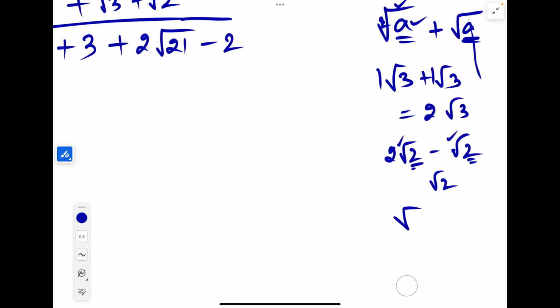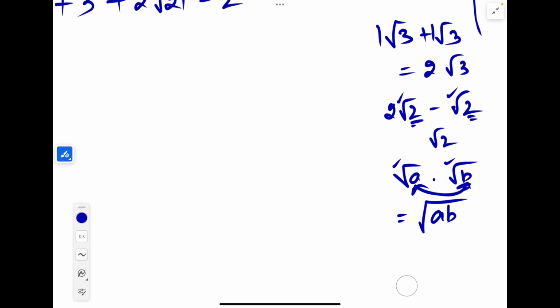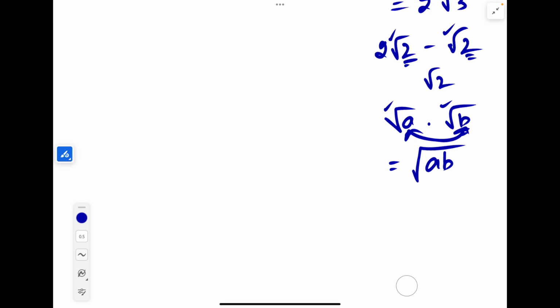Whereas when you multiply two radicals, say for example root a and root b, if you observe, the index is the same, both are square roots, but here the radicand is a and here the radicand is b. Whenever you multiply, the index should be the same, then it will become square root of ab. That means you multiply the radicands. So root 3 into root 3 will become root of 3 into 3, which is 9. That's the reason root 9 is 3.